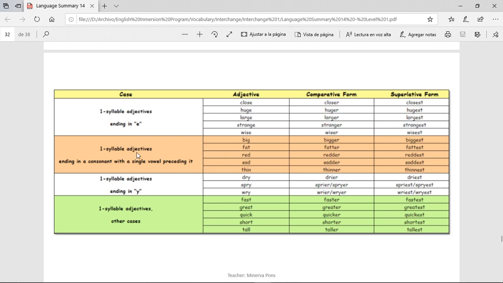With one syllable, by the way, this is one syllable. Close, huge, large, strange. It's not "strange-er" or "wise-er". No, it's just wise, strange, large, huge, close.